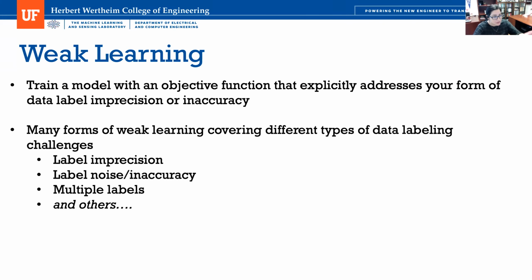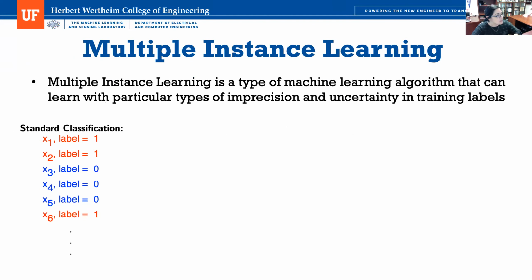And there's many different forms of weak learning. What I'm going to talk about today is label imprecision. And specifically, in the past, this form of weak learning was called multiple instance learning. Okay. And so I'll introduce multiple instance learning.